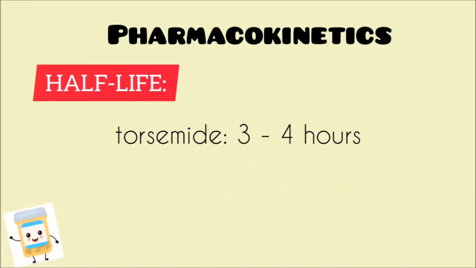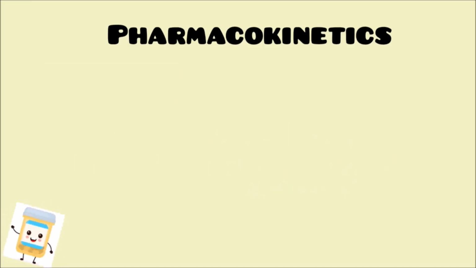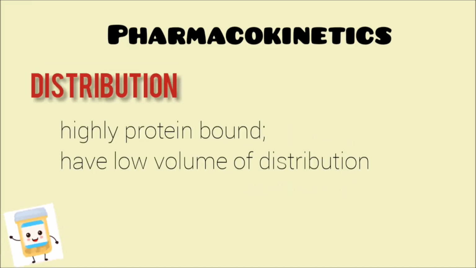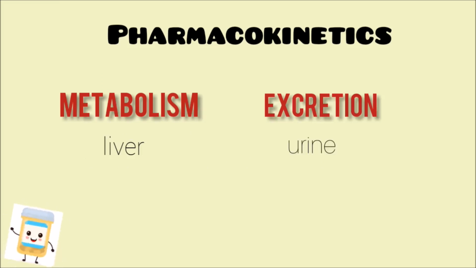Lastly, torsemide is known to have the longest half-life at 3 to 4 hours and can be as long as 5 to 6 hours in patients with renal or hepatic dysfunction. For my distribution, I am highly protein-bound, therefore I have low volume of distribution. I am metabolized in the liver and I am excreted in the urine.